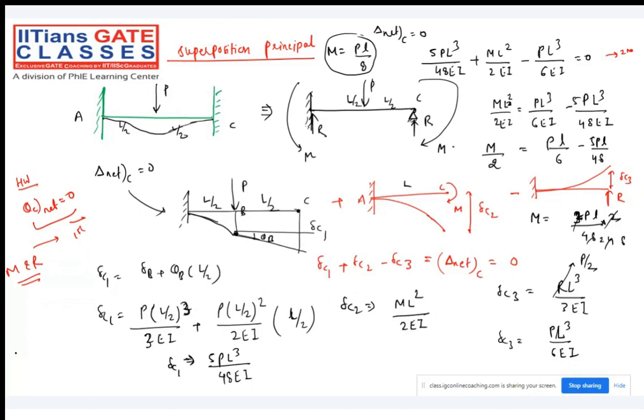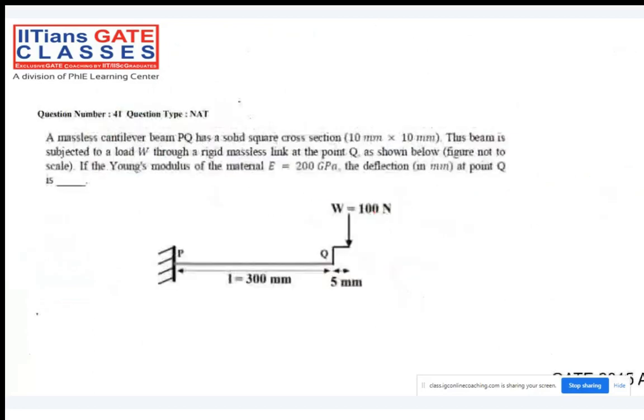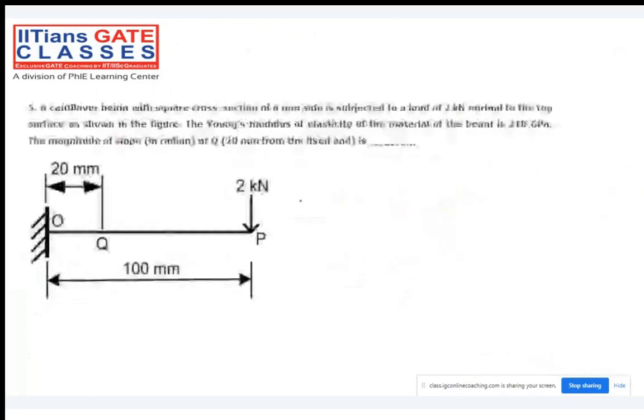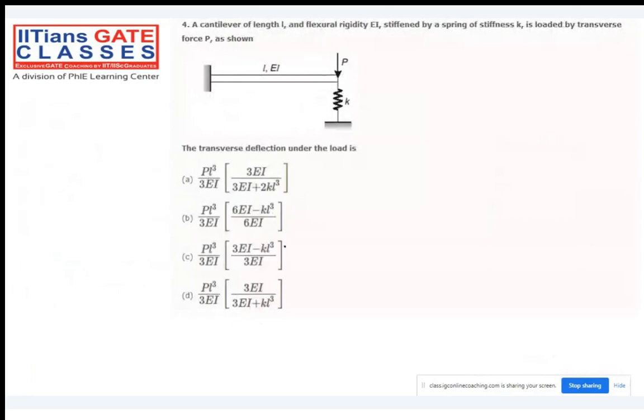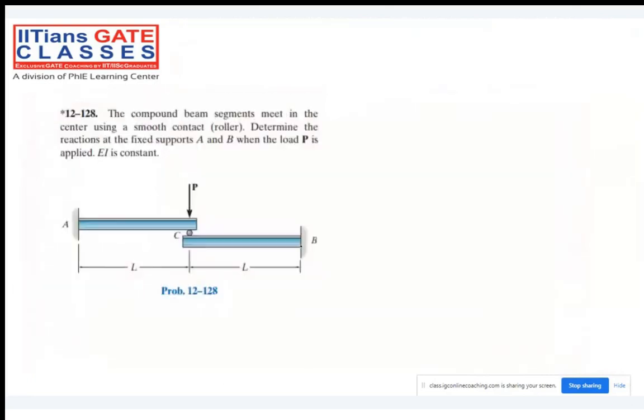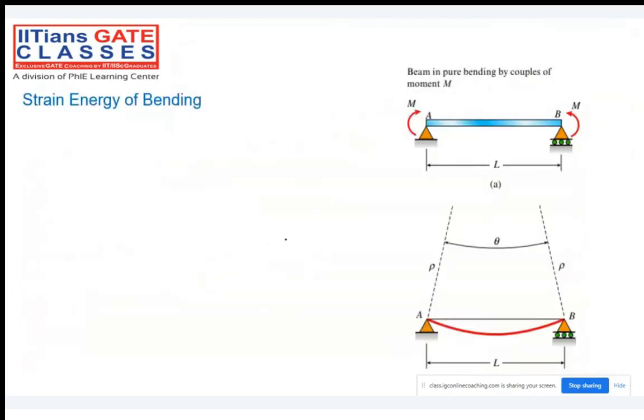Now, try understanding, my friend. The next segment we have to discuss is Castigliano's theorem. In the first chapter, we discussed strain energy due to axial loading. Here we have to discuss the strain energy because of bending.